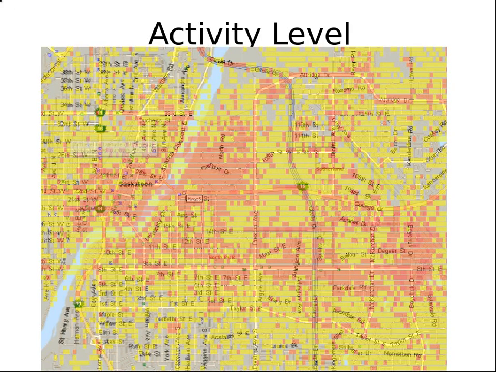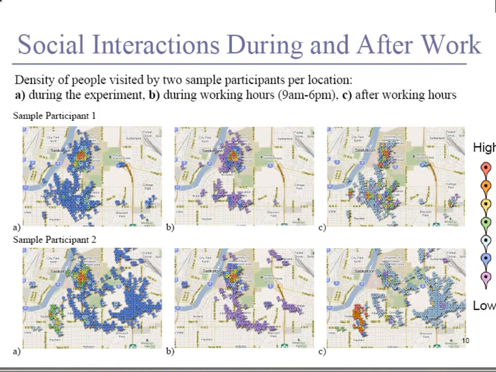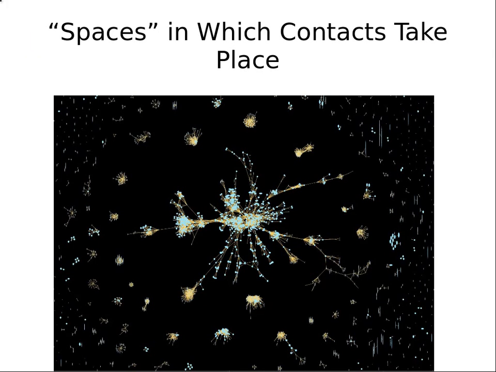So we can, for example, get activity level over space across our town. We can get social interactions and where they're occurring in space. We can capture where people are congregating in spaces which are not so much geographic, but are confined spaces, such as within different floors of a building.